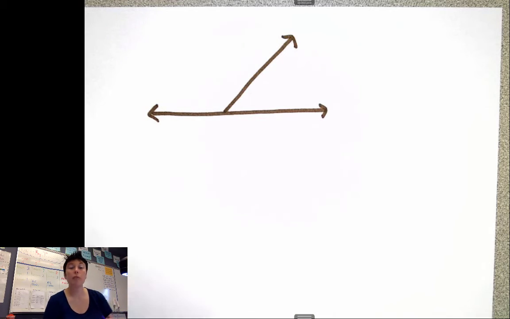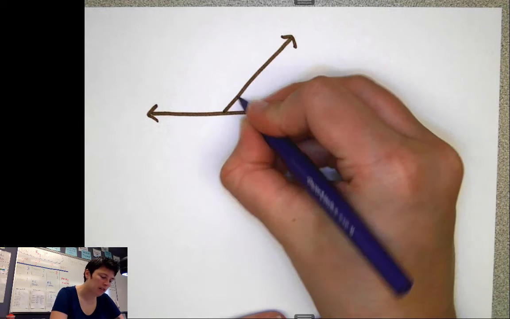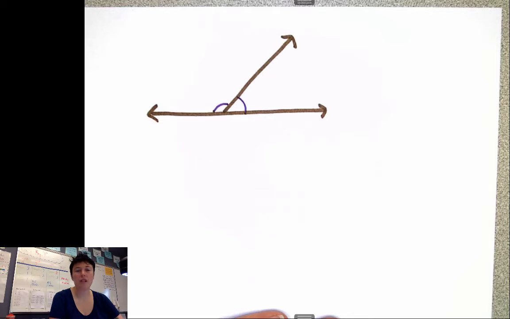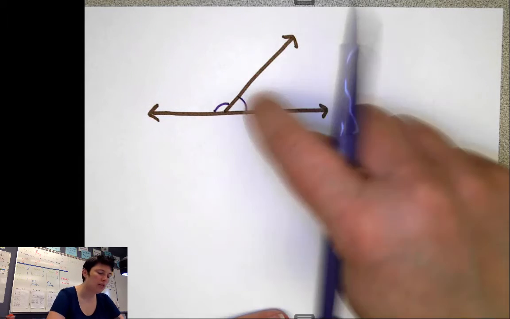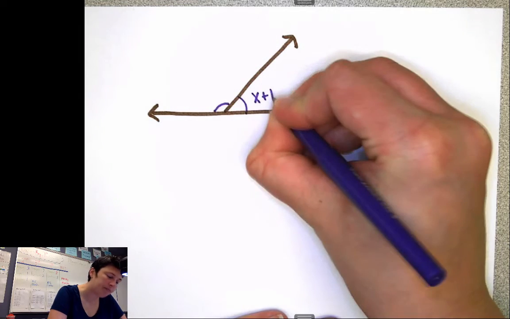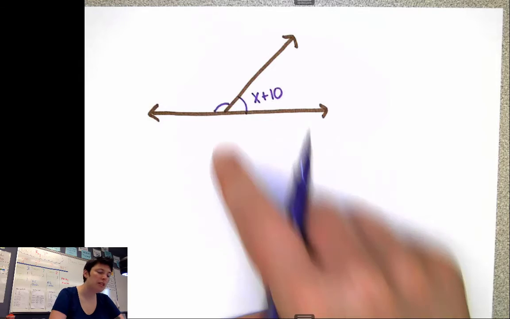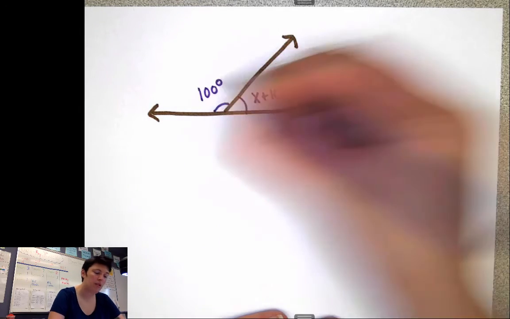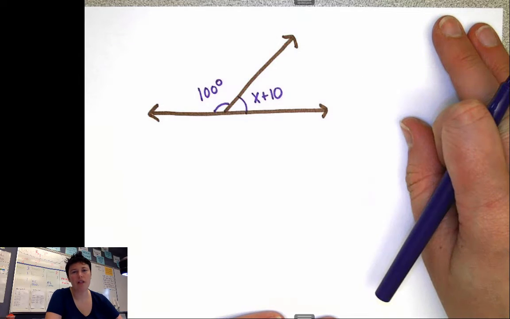Now I see a supplementary situation. I see two angles, one of them's here and one of them's here, and I notice that those two angles together are going to make 180. So now I'm going to tell you that this angle over here measures x plus 10. And I'm going to tell you this angle over here has a measurement of 100 degrees. Okay, I'm pretty sure we could solve for x.